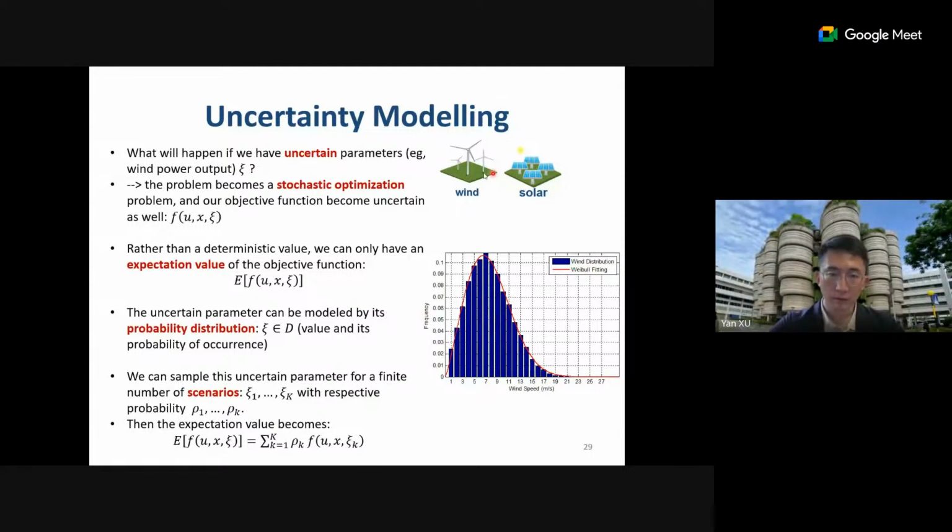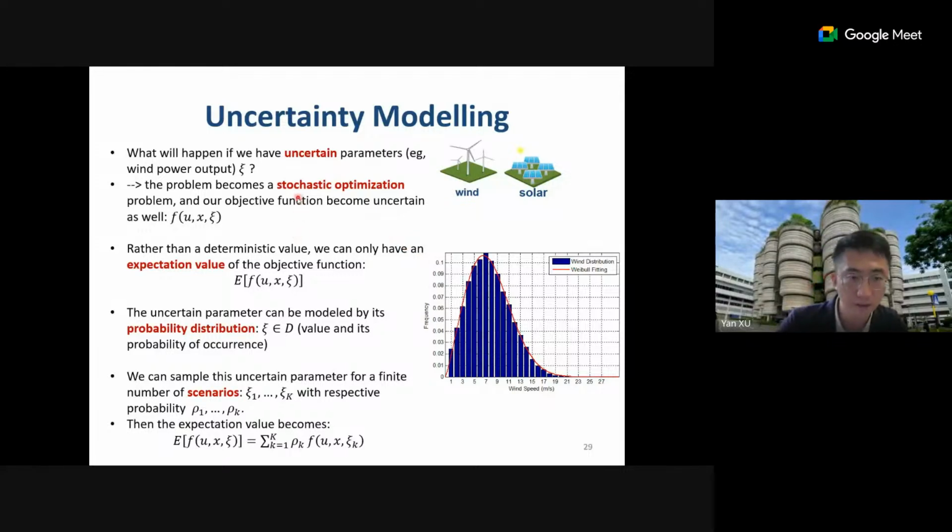So we can model the power output of the wind or solar in a probability distribution manner, okay? So for this example, the wind speed can be modeled as a Weibull distribution, right? Here you can see this is a histogram graph of the wind speed under different speed levels, the frequency, and also the probability are different, okay? So in most cases, you can see that the wind speed is around 7 to 9 meters per second, okay? Now, the question is, how can we model this uncertain parameter into an optimization model?